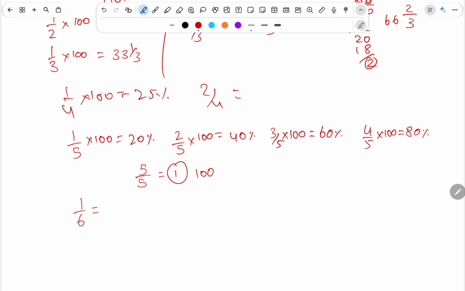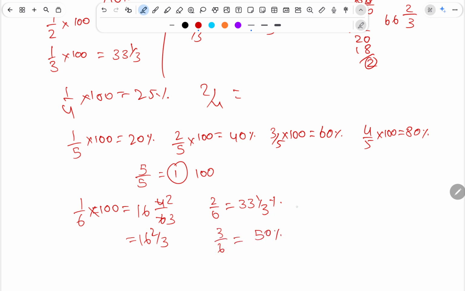Then 1 by 6 into 100 is equal to 16. 100, how many times does 6 go? 16 times. 16 6s are 96. What is the difference? 4 by 6. 4 by 6, but it reduces, so 16 2 by 3. Then 2 by 6 is 1 by 3. 1 by 3 we already found that 33 1 by 3 percentage or 33.33. Then 3 by 6. 3 by 6 is half, 50 percentage.